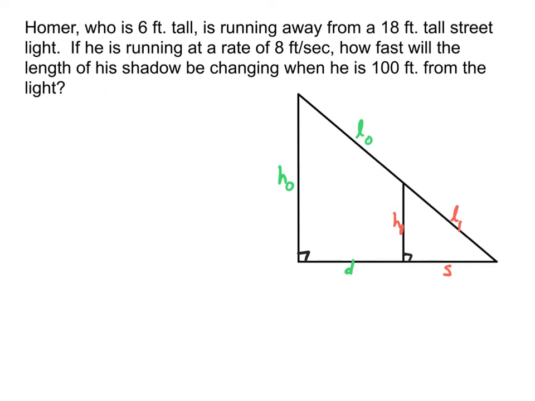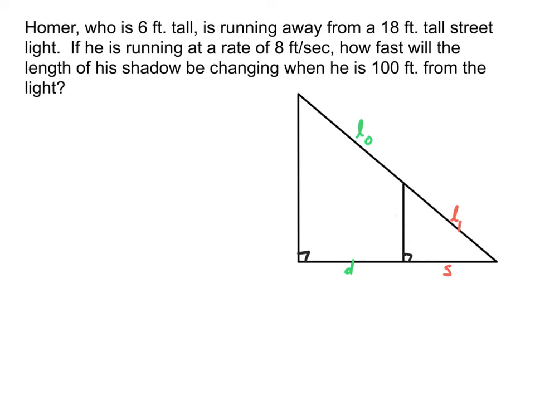So instead, I'm going to focus on what's actually changing in this situation. And so since the H's aren't changing at all, I'm going to go ahead and ignore those, at least for the moment. And then the L's and the D and the S. Both of those are changing as he's moving outward, but we only really care about one of them. All we really care about is the shadow's length.